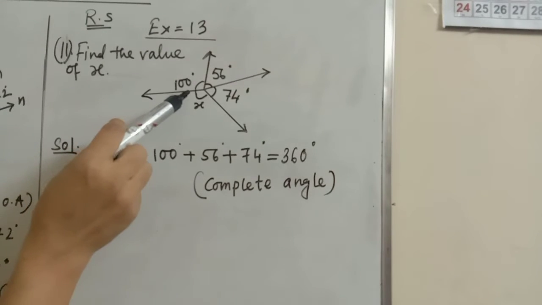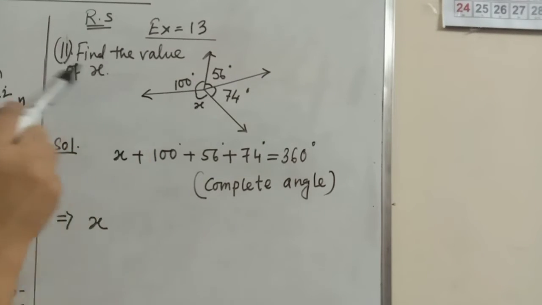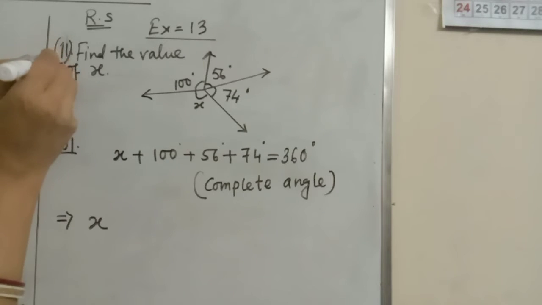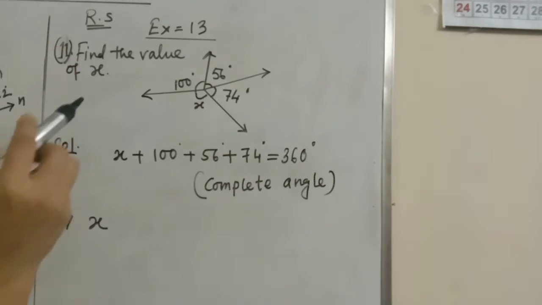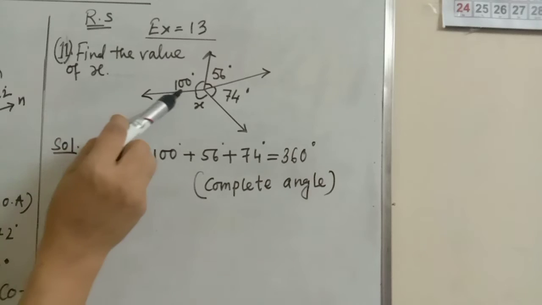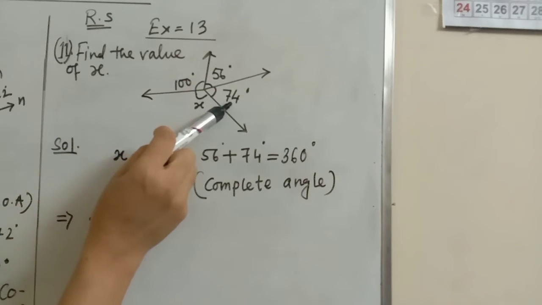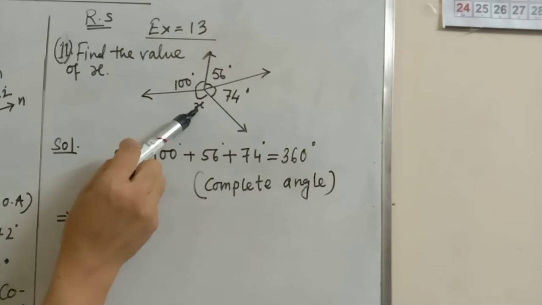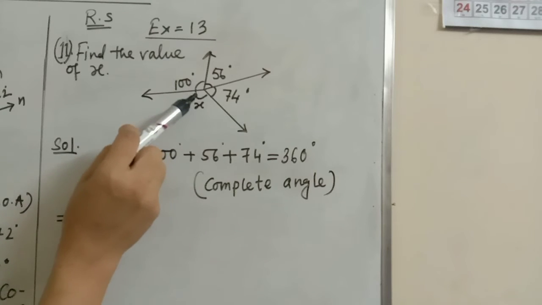Now this sum I have taken from R.S. Agrawal, question number 11. Find the value of x. See the figure: 100 degree, 56 degree, 74 degree and x degree. You have to find the measurement of angle x.